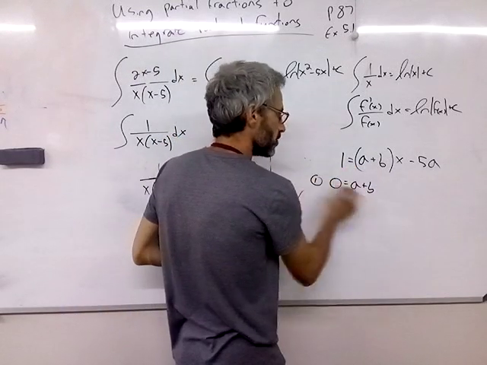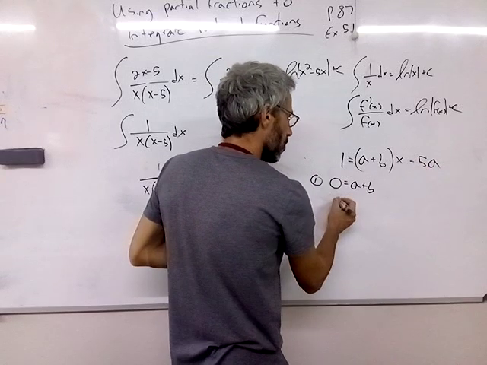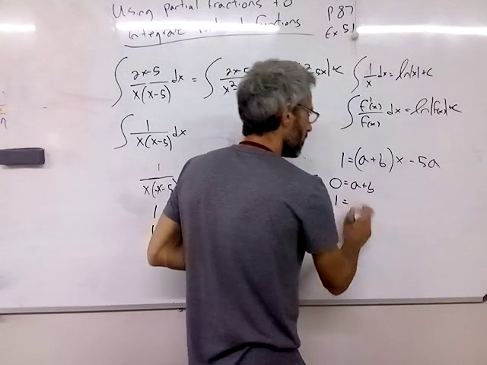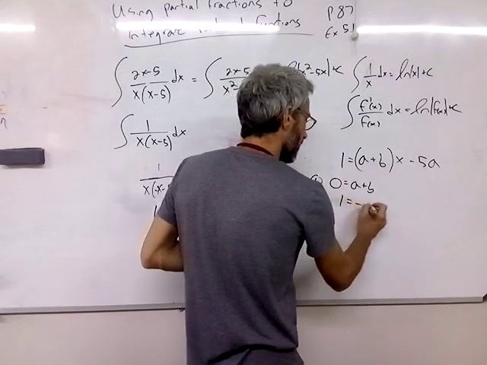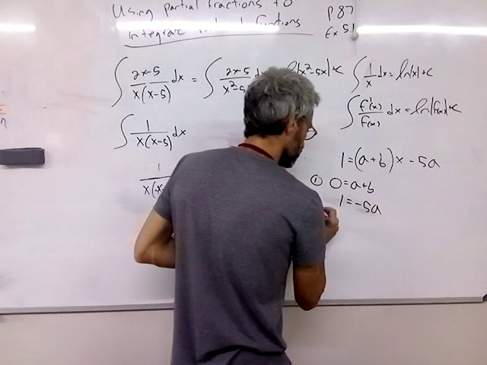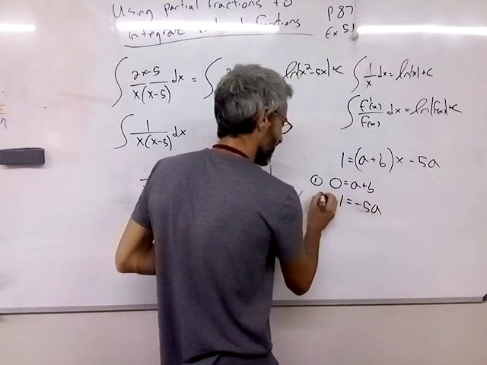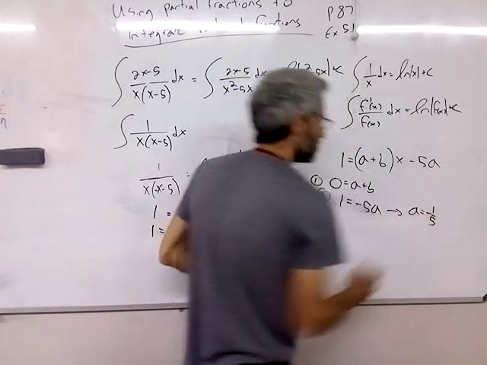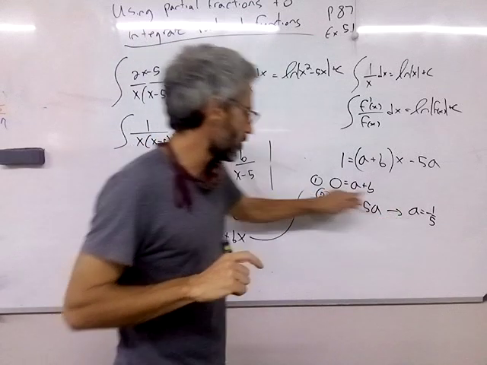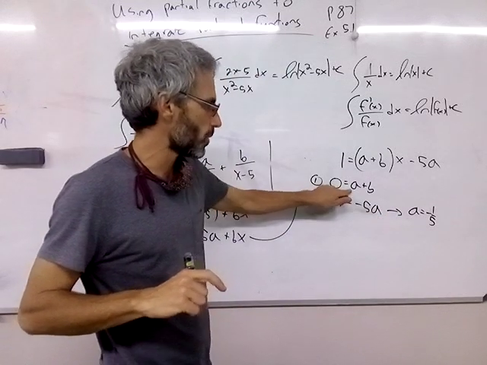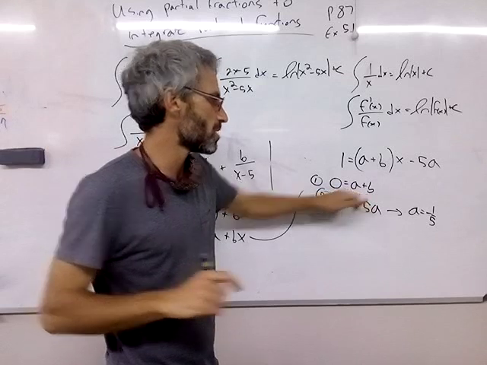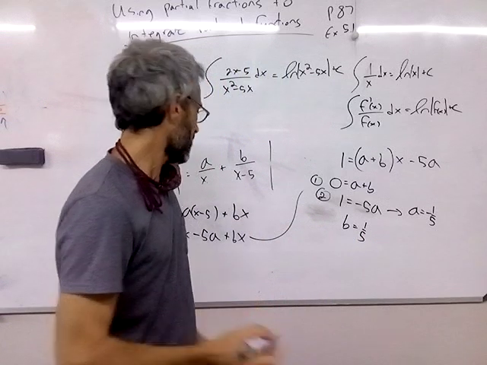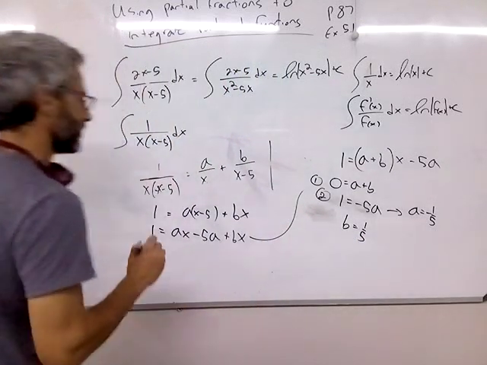The second equation is more simple, okay? 1 equals minus 5a. That's the second equation, and the solution for this obviously is a equals minus a fifth, okay? But now I can look again at this first equation and say, okay, if a is minus a fifth, then b should be equal to plus a fifth, because together they add up to 0. And now I can rewrite this equation like that, okay?